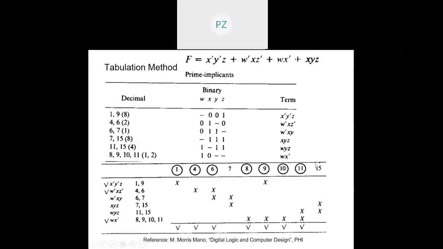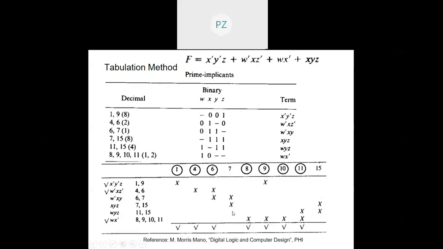Now what remains is 7, 15. Which means if I write down an expression which contains these three essential prime implicants, it will cover min terms 1, 4, 6, 8, 9, 10, 11. Right? The only min terms that remain are 7 and 15. If they can be covered by one prime implicant, nothing like it. Else we'll have to go for 2 prime implicants.